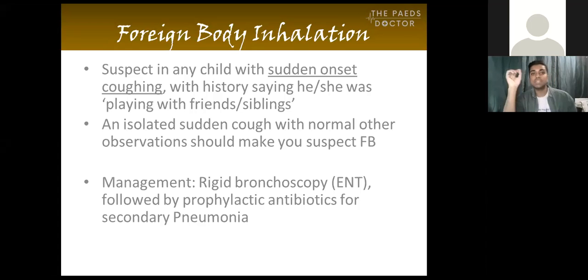So management is with rigid, not flexible, rigid bronchoscopy, and ENT are what we need, not anesthetic. So ENT, the ear, nose, throat surgeons, will come down and they can retrieve the foreign body by rigid bronchoscopy. Obviously if it's further down, based on the X-ray, then it needs to be removed in theatre under general anesthetic. Otherwise, if it's higher up, then they can remove it in A&E actually. And then you always give prophylactic antibiotics because we're worried about a secondary pneumonia.